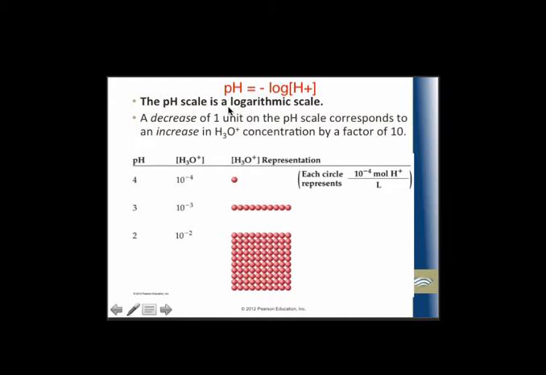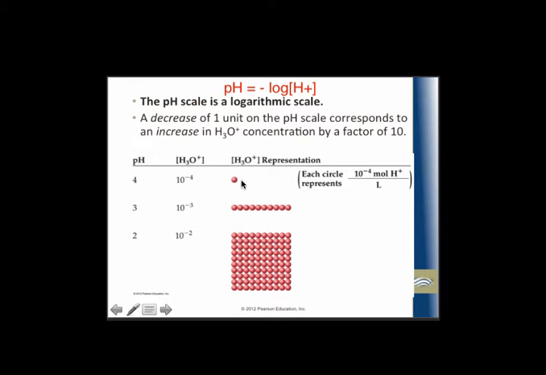So a log represents the power on the 10. If I have 10 to the minus 4th molar H3O+, the power on the 10 is minus 4. pH is minus the log, so I make it positive. So 10 to the minus 4th is a pH of 4.